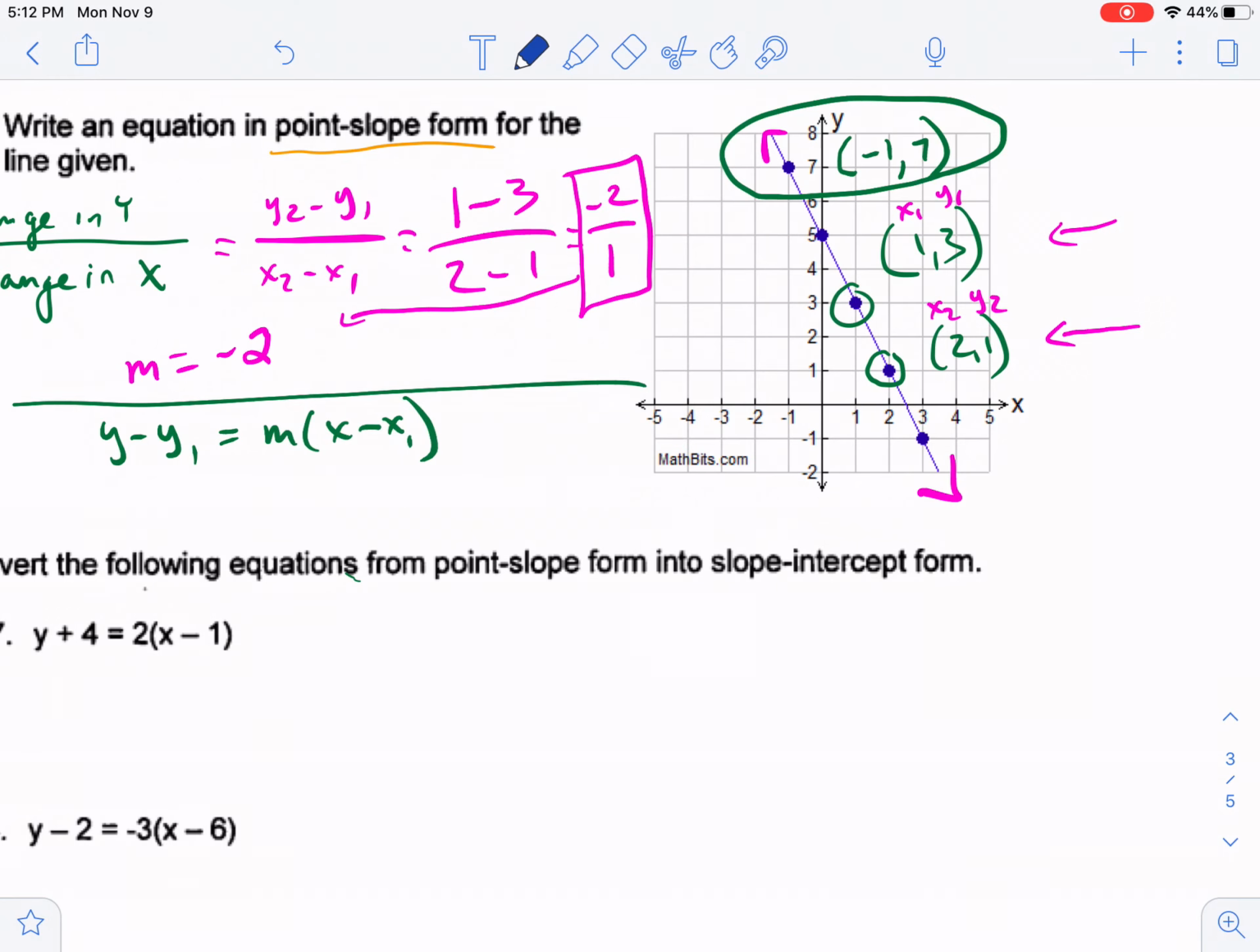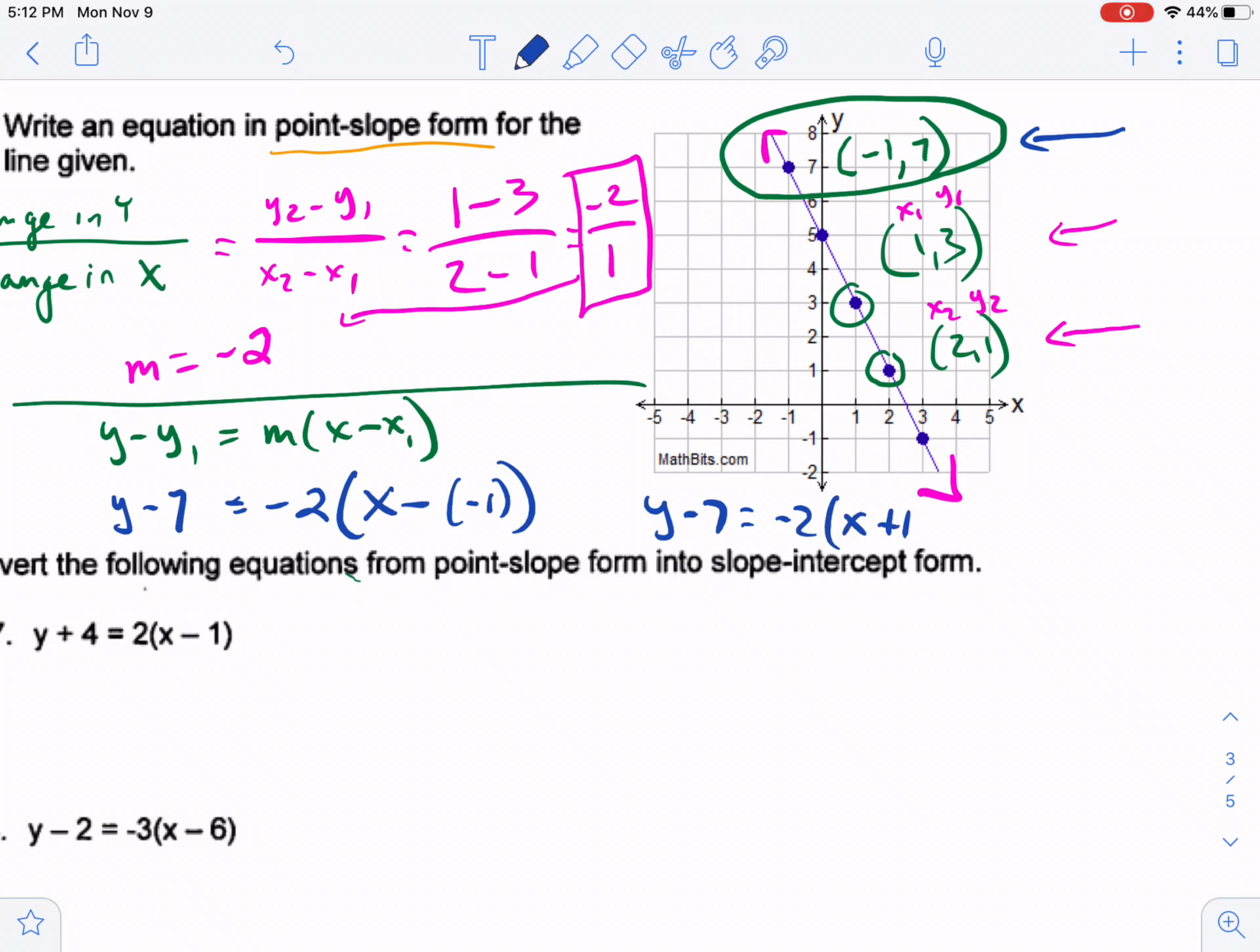So I'm almost there. What am I going to write? y minus, well, I said I'm using this point here. That's a 7. y minus 7. It's a positive 7, so it's y minus 7. Equals, what's my slope? Oh, it's negative 2. Times what? x minus, that's a negative 1. So if I'm going to simplify it, all this is going to be y minus 7 equals negative 2 times x plus 1. And that is your answer.